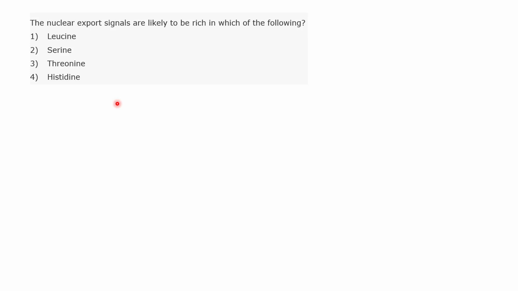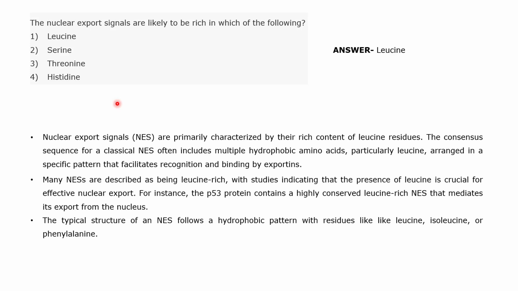Okay, so I will just give you the answer. The answer to this question is leucine rich content. So basically you are right. Nuclear export signals are primarily characterized by the rich content of leucine residues, and they often consist of multiple hydrophobic amino acids, particularly leucine, arranged in a specific pattern that facilitates recognition and binding by exportin. Not only by exportin, but also once exportin binds to it, RAN GTP binds to it, and then it is recognized by the nuclear pore complex, which exports it out into the cytoplasm.